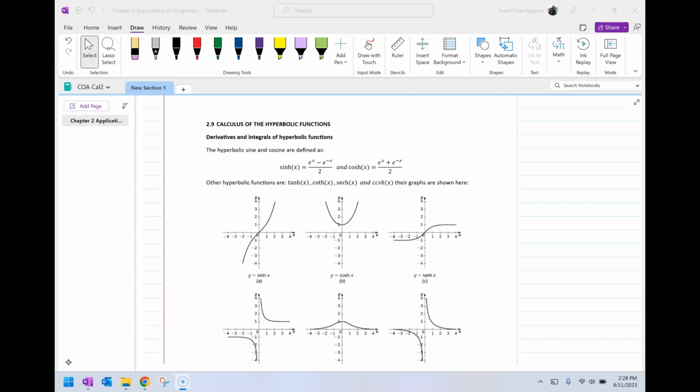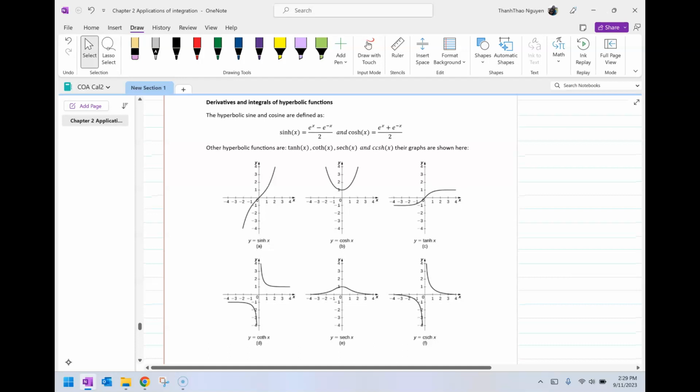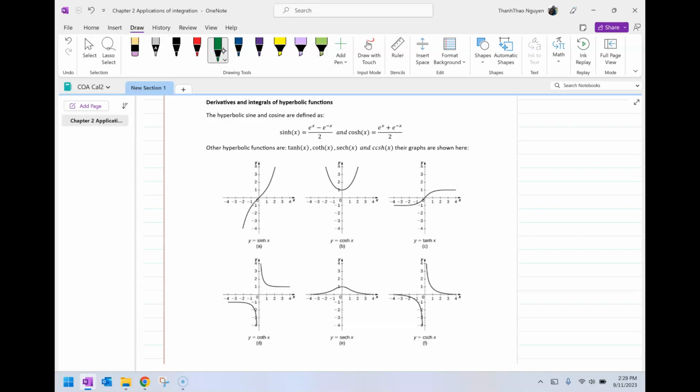We have other hyperbolic functions such as tanh, coth, sech, and csch. The graphs are shown here. Now, let's talk about the domain and range of all of these hyperbolic functions. The domain of the hyperbolic sine is from negative infinity to positive infinity. The range is also from negative infinity to infinity.